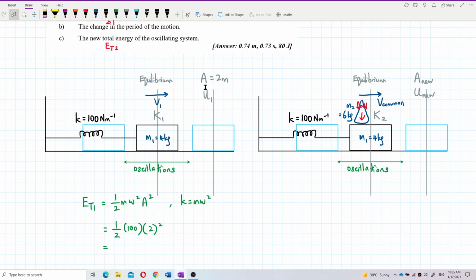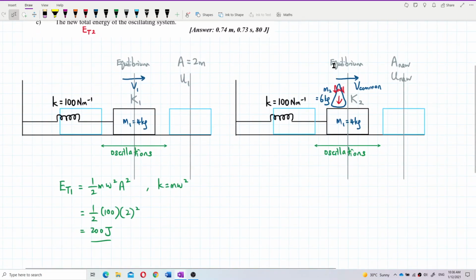So 2 square. So what do we get? This one is 4 times 100, 400, so this is 200 joule. Okay, 200 joule. So that's the initial energy. So how about after the object drops onto it? What is the final energy?